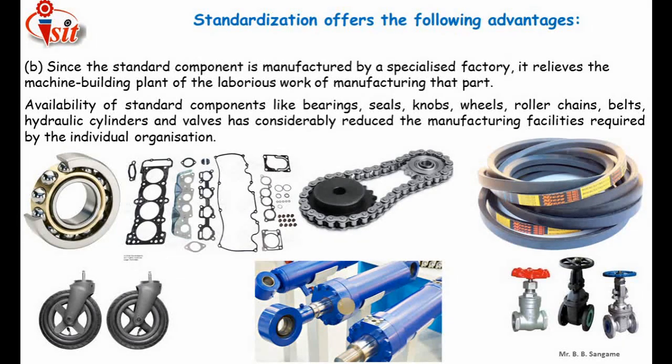They have their own catalog. According to the catalog and according to our application, we can select the standard components like bearings, oil seals, sprockets, cylinders, valves, and belts. So there is no need to design these individual components especially. We can directly select them from the manufacturer catalog, and manufacturer catalogs provide the different working information.